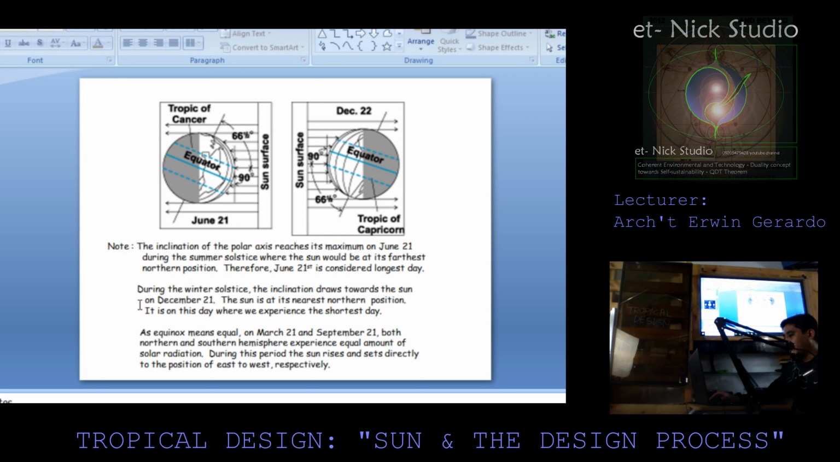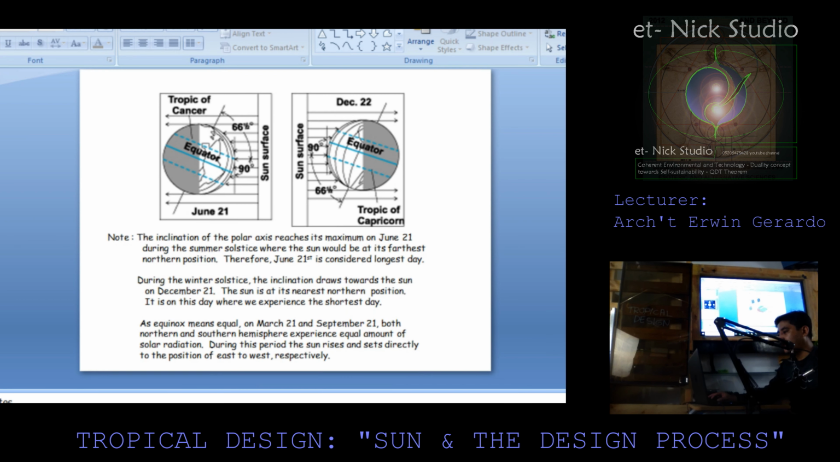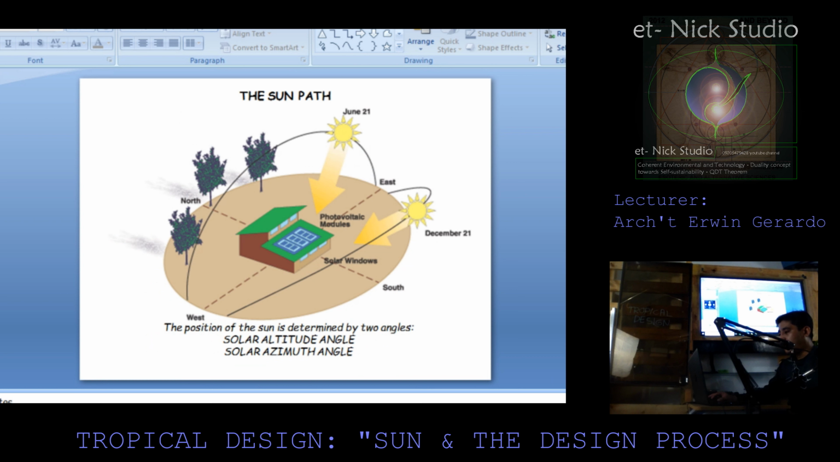As equinox means equal, on March 21st and September 21, both northern and southern hemispheres experience an equal amount of solar radiation. During this period, the sun rises and sets directly at the positions of east and west respectively. Now let us go over the sun path.